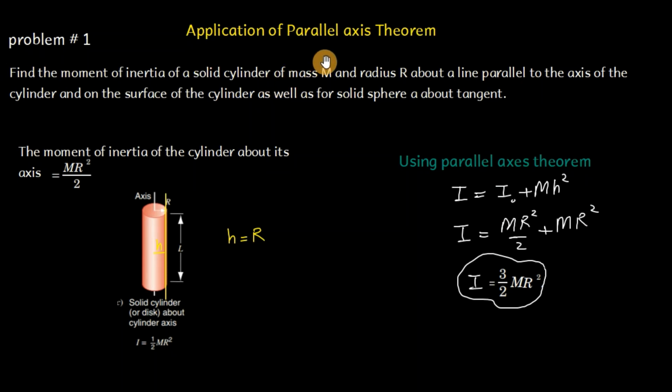Now some applications of the parallel axis theorem. Problem 1. Find the moment of inertia of a solid cylinder of mass capital M and radius capital R about a line parallel to the axis of the cylinder and on the surface of the cylinder, as well as for a solid sphere about a tangent. The question says we have a solid cylinder, and its moment of inertia about the center of mass axis is I equals 1/2 MR square.